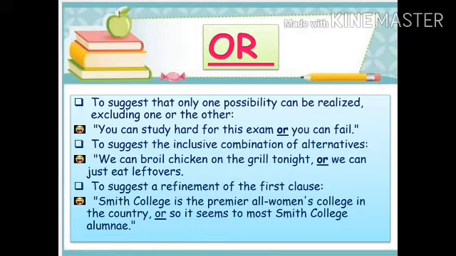The next point is to suggest a refinement of the first clause. Example: Smith College is the premier all-women's college in the country, or so it seems to most Smith College alumni.